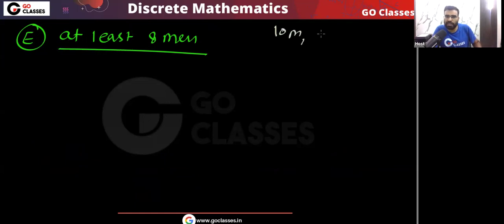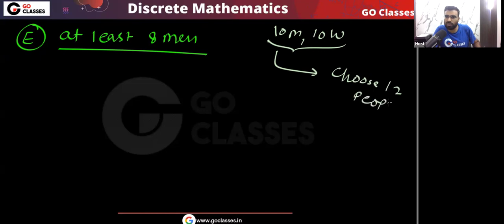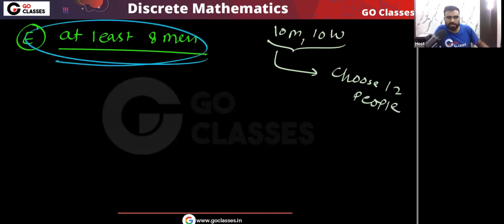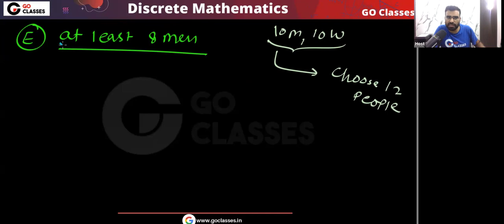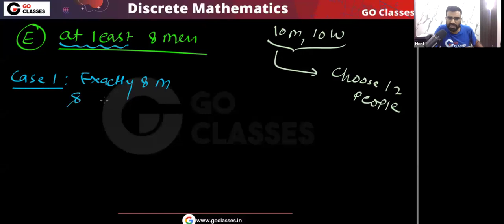Remember, we have 10 men and 10 women. And from them, we want to choose a total of 12 people. Now, the question is saying that in these 12 people, you must have at least 8 men. So whenever you see the word at least, you convert this into exactly using the case method. So these are the cases that are possible. Case number 1, if you want at least 8 men, then I can say that you have exactly 8 men. Then how many women? If you have exactly 8 men, then exactly 4 women. This is case number 1.